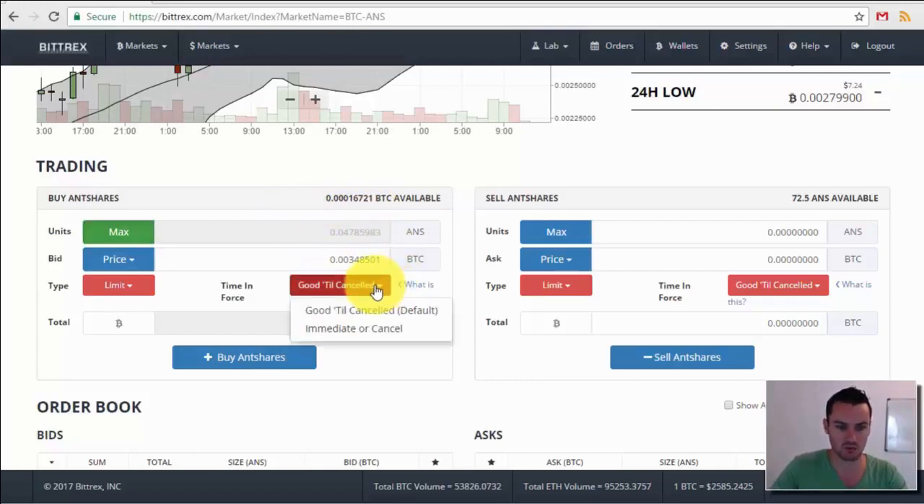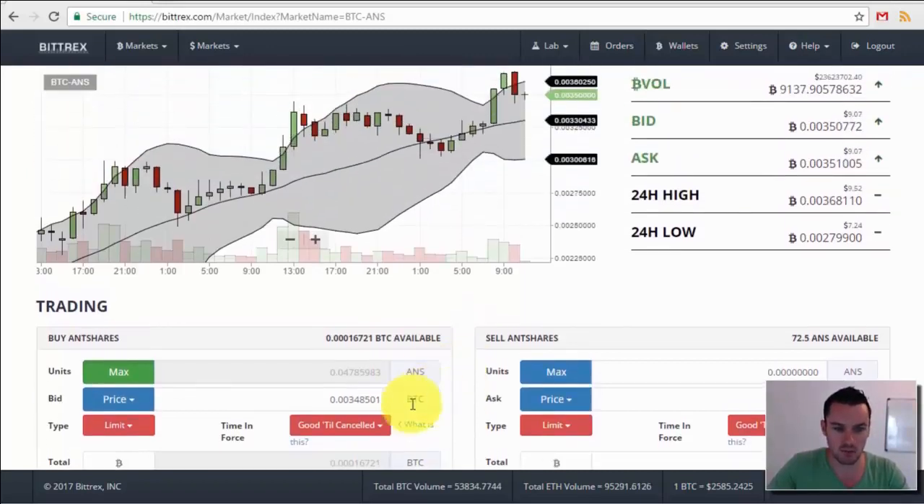As well as that, the time in force, you can put them as immediate or you can put as good till cancelled. I usually leave it at good till cancelled because that means that the order will sit there open until I actually go in and cancel it. So it either gets executed when the market hits your price or you go in and cancel it. That's the only way that it disappears. So that's really it on buying.